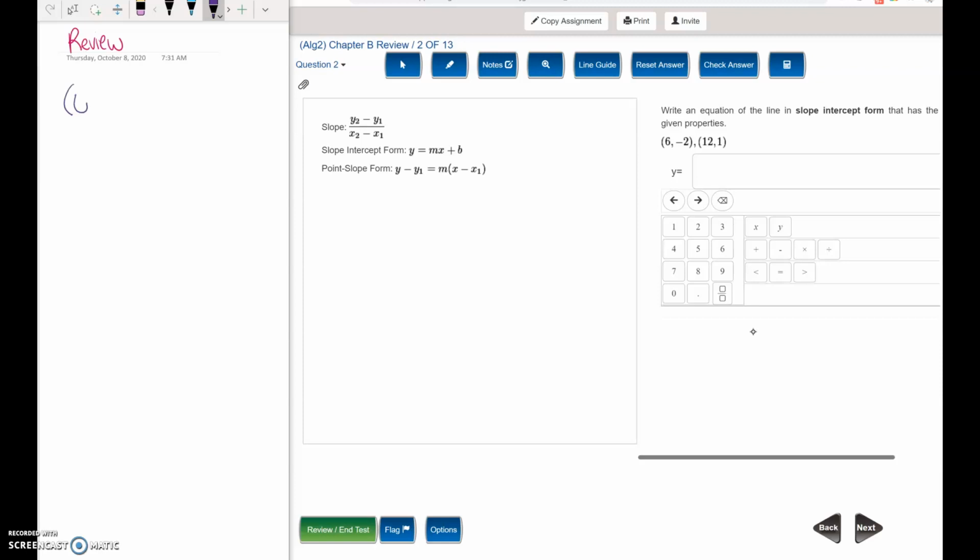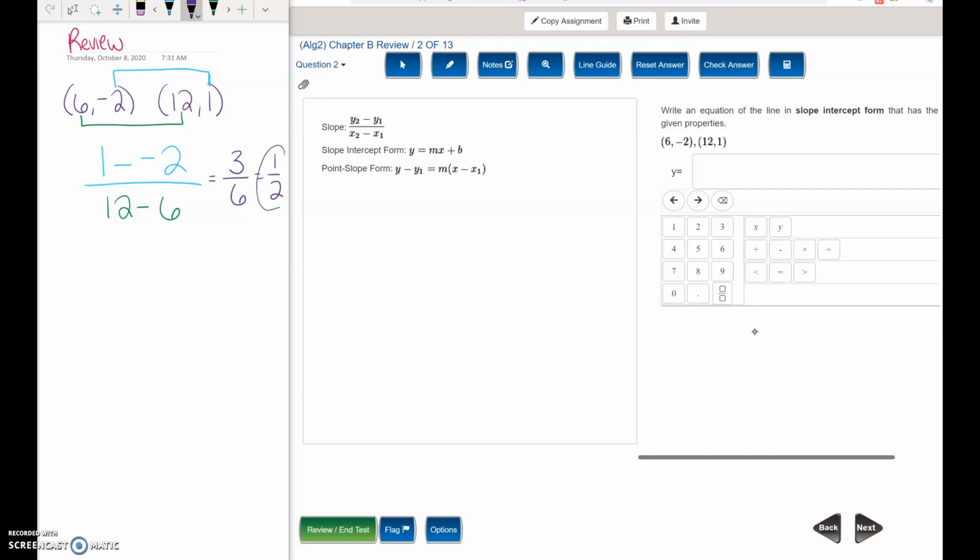Remember, for the slope, if you've got these points, I saw some people doing this wrong, make sure that you're subtracting the y's on top. So you need to do 1 minus a negative 2 on the top, and subtract your x's on the bottom. So 12 minus 6 on the bottom. That's going to give us 3/6, which is 1/2. So our slope is 1/2.